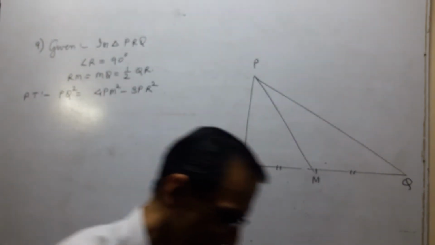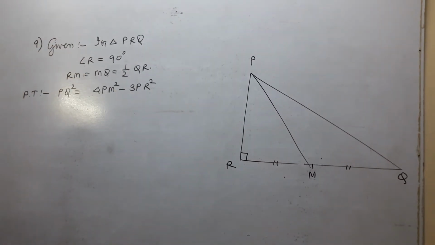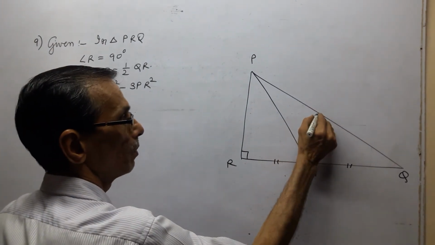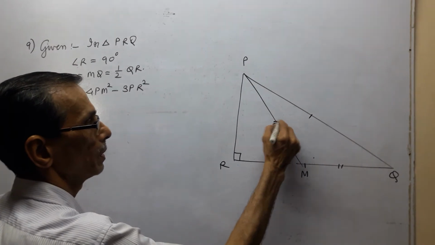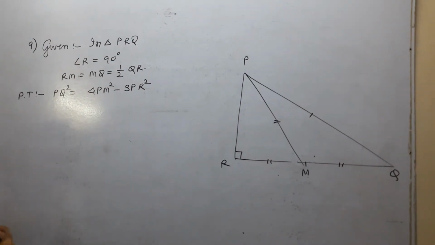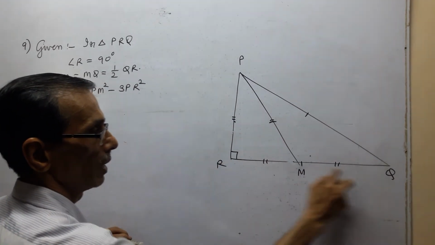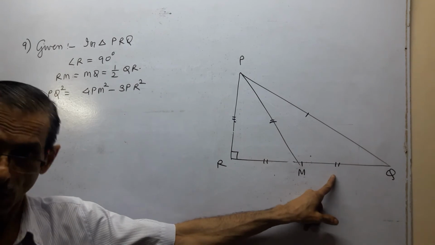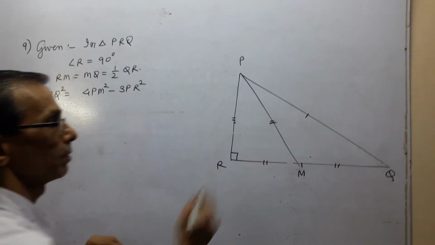Now look here. This is given, this we have to prove. Now how can you prove? In the statement that we have to prove, PQ is there, PM is also there, and PR is there. These three sides are there, but RM and RQ are not there. And that's why these sides are to be eliminated or substituted, so that they will be eliminated.